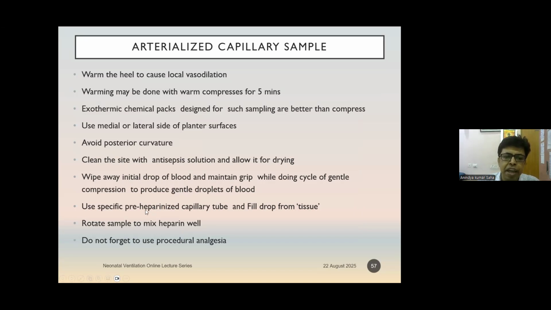And we have to take the blood in a pre-heparinized capillary tube, filling it from the drop at the tissue, so that there will not be any sucking of air into the blood column. Then we have to rotate the sample to mix the heparin, and we have to use some procedural analgesia in the form of either dextrose or expressed breast milk.